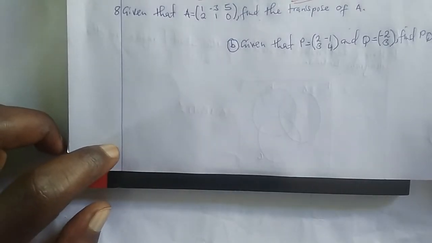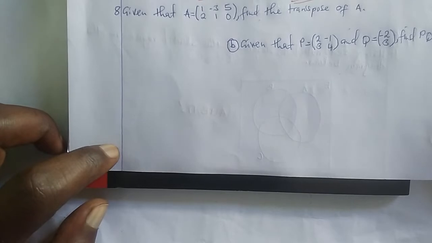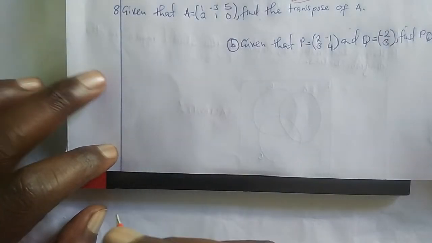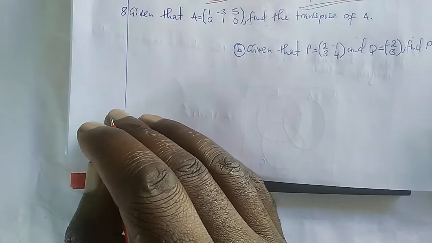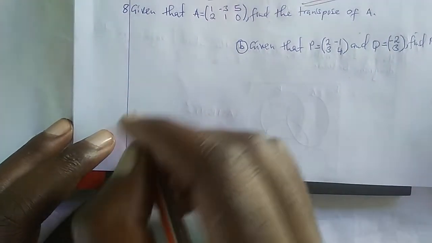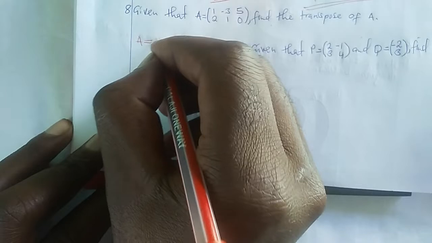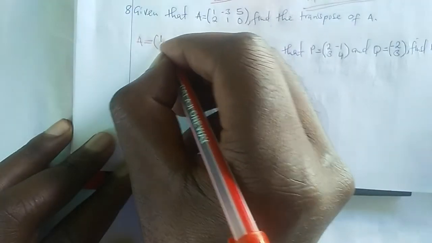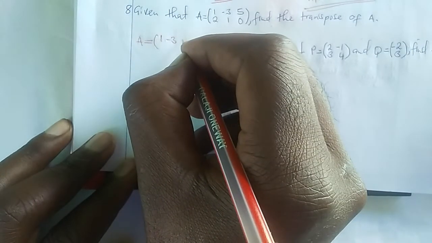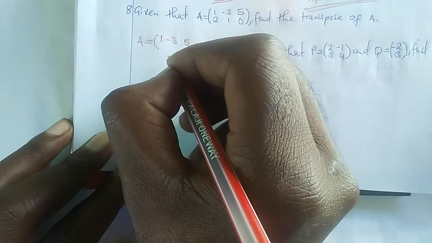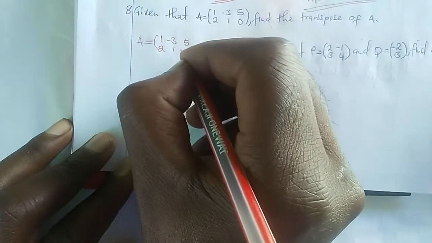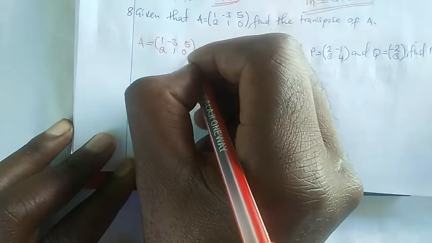Okay, so question 8 was as follows. Given that A is equal to the matrix with rows 1, negative 3, 5 and 2, 1, 0, find the transpose of A. So we start with that question. First of all, we're going to rewrite the matrix, which is equal to the matrix with rows 1, negative 3, 5 over 2, 1, 0.